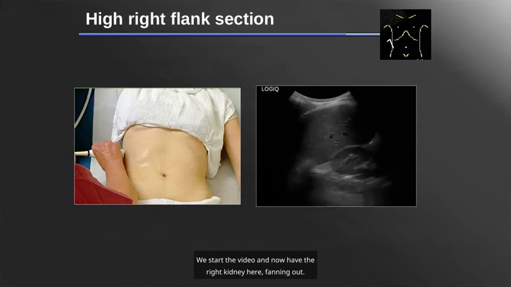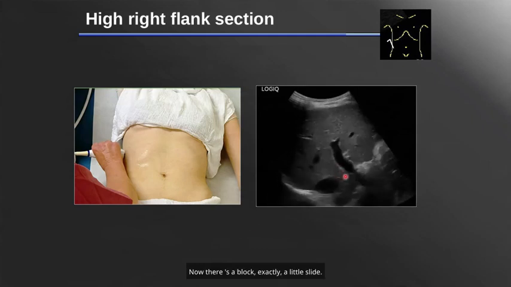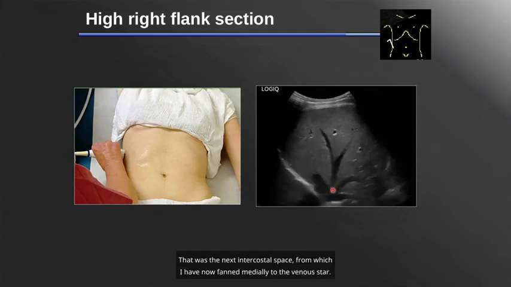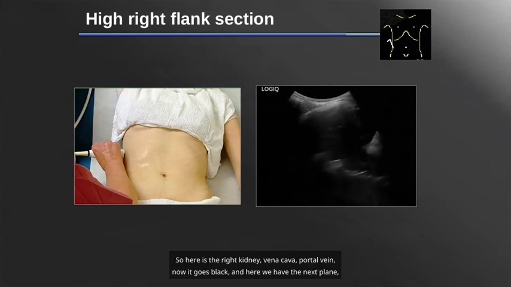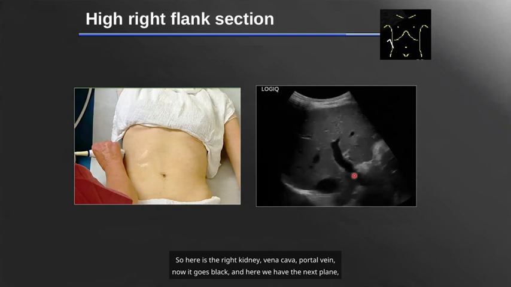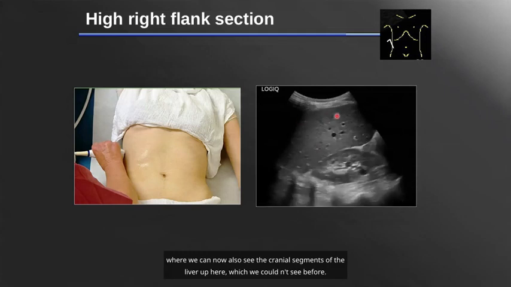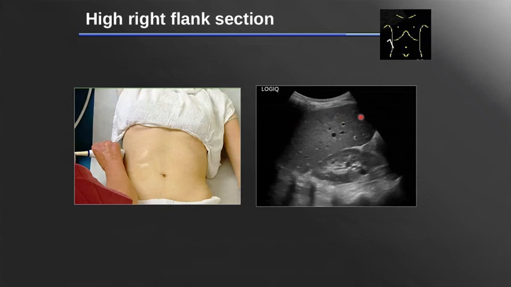We start the video and now have the right kidney here fanning out. Now there's a block, exactly a little slide. That was the next intercostal space from which I have now fanned medially to the venous star. We try to take another look at the whole thing, and this brief blacking out of the image is in this case the sliding or ironing motion, because I need the next intercostal space to get a full view. So here is the right kidney, vena cava, portal vein, now it goes black. And here we have the next plane, where we can now also see the cranial segments of the liver up here, which we couldn't see before.